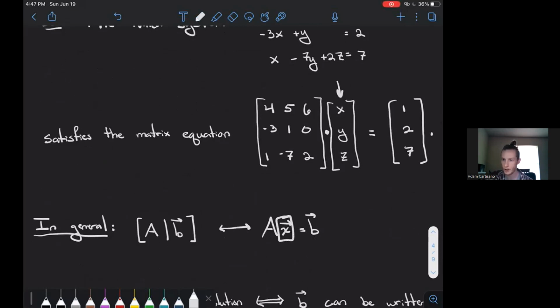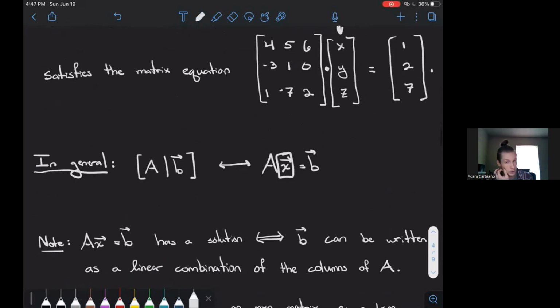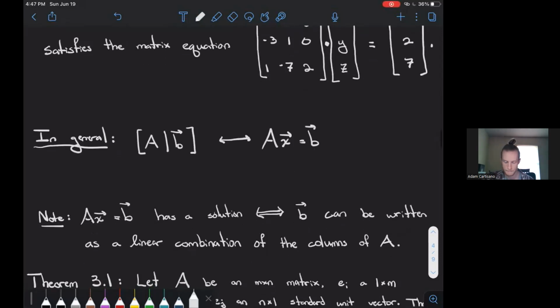And so if you have an augmented system, A augmented with B, that's the same as the matrix equation AX equals B, okay? Oh, and by the way, I think it was Theorem 2.4 that talked about how this augmented system has a solution if and only if B can be written as a linear combination of the columns of A. That's true of this matrix equation as well. AX equals B, okay?